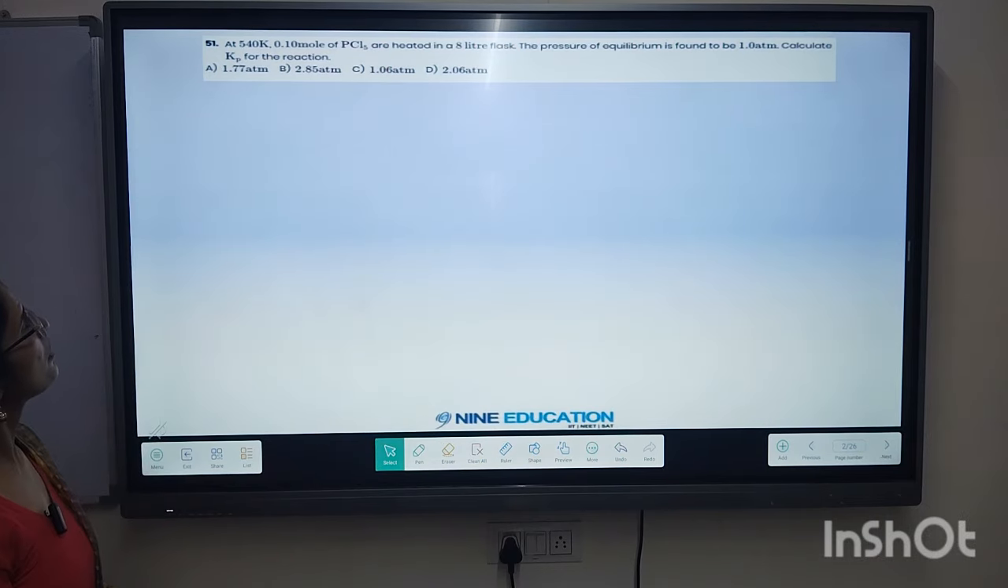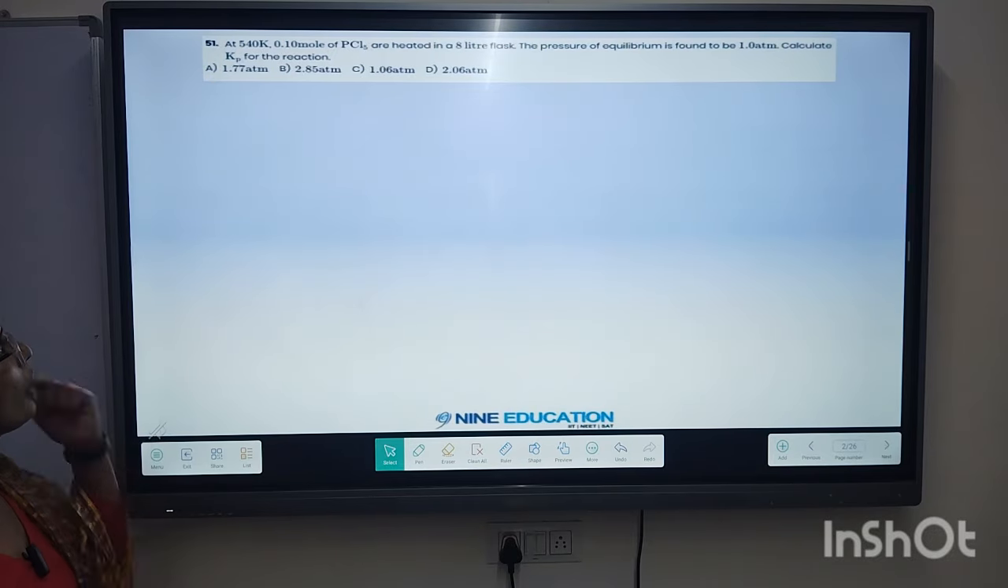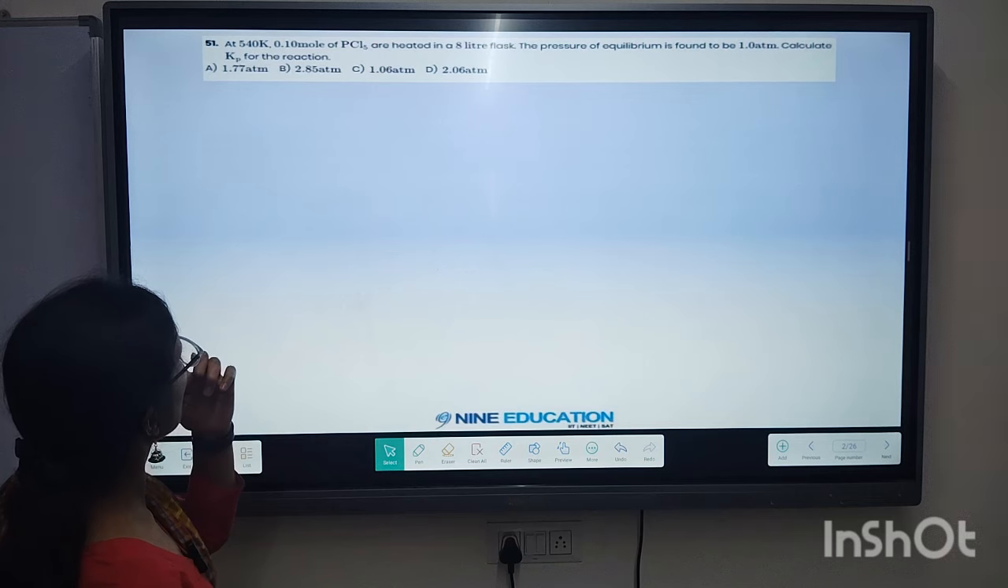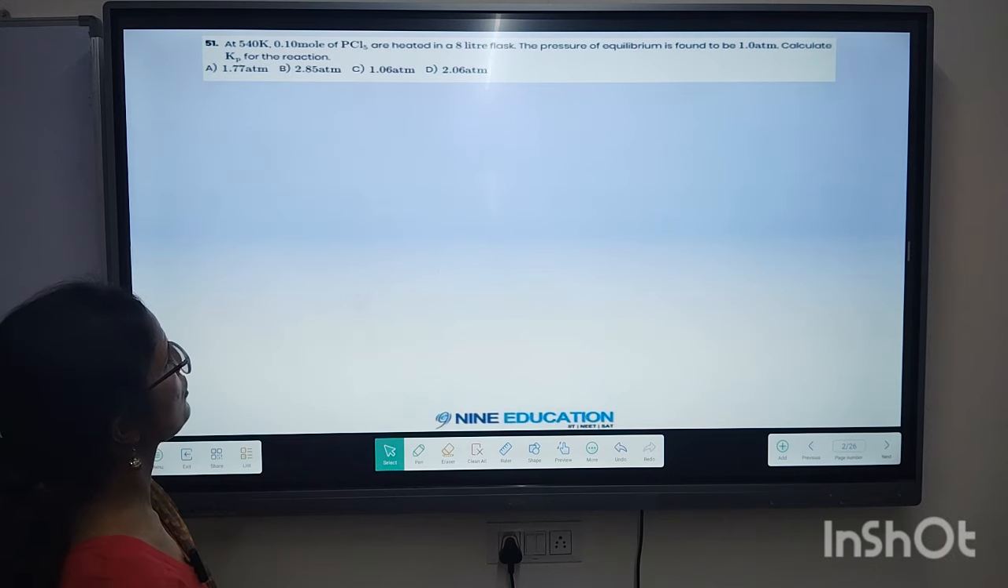Okay, the very first question here is question number 51, in which it is asking: at 540 Kelvin, 0.1 mole of PCl5 are heated in an 8 liter flask. The pressure at equilibrium is found to be 1 atm. Calculate Kp for the reaction. So first, some data is given for the PCl5 dissociation reaction, and we need to come to the Kp expression.